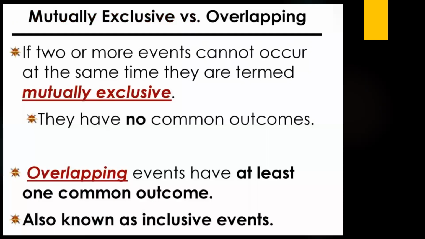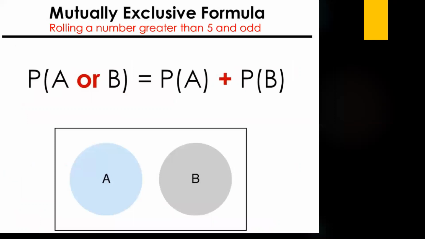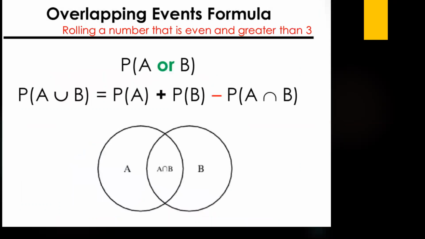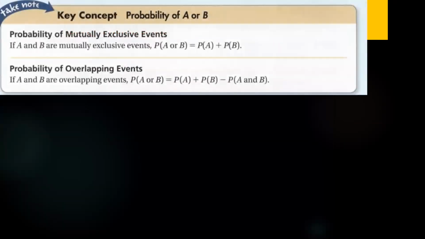We talked about the mutually exclusive and the overlapping. Mutually exclusive means there's no common outcomes between them. For the overlapping, there's a common outcome. The formula of the mutually exclusive: probability of A or B will be probability of A plus probability of B. But for the overlapping, since we have something common, we have to say the probability of A plus the probability of B minus the probability of A and B.